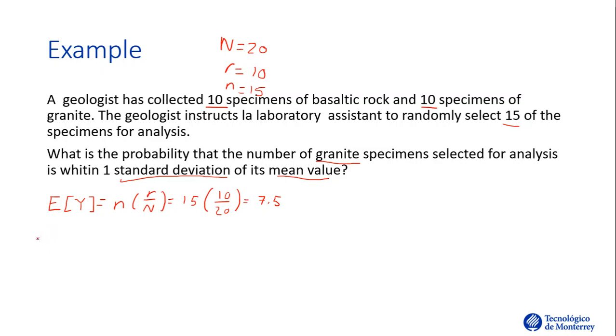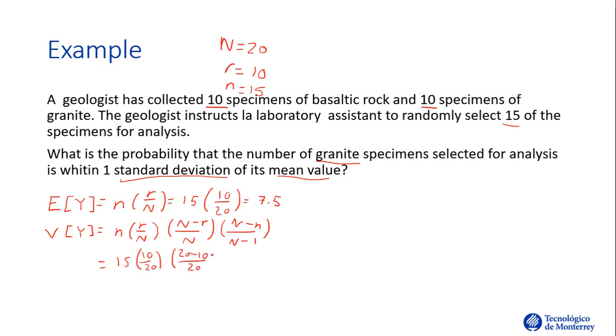For calculating the standard deviation, first we need to find the variance of y. The formula is given by n times r divided by n times n minus r divided by n and n minus n divided by n minus 1. When substituting values, this will give us 15 times 10 divided by 20 times 20 minus 10 divided by 20 again times 20 minus 15 divided by 20 minus 1, and the result is about 0.987.